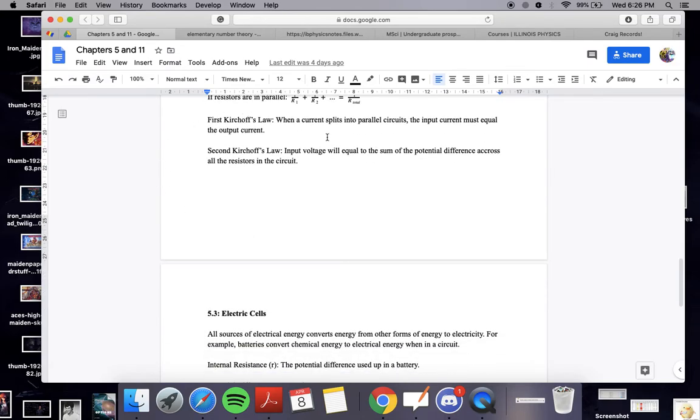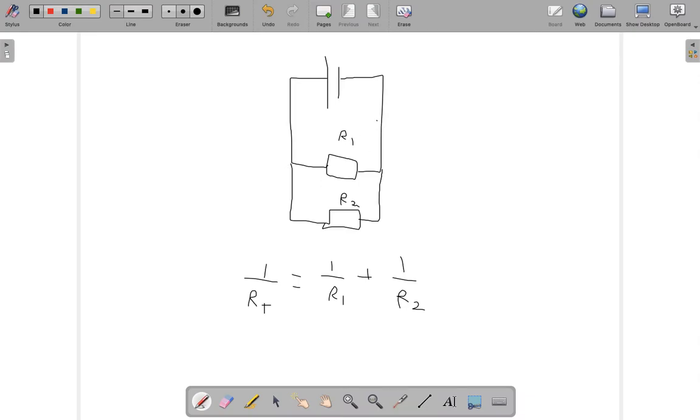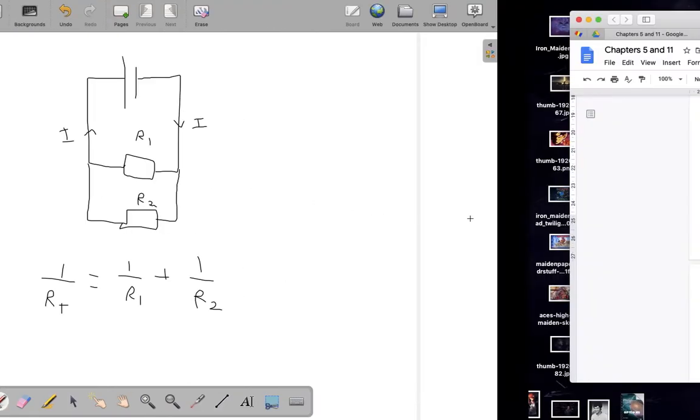Now we have Kirchhoff's laws. The first law of Kirchhoff says that if current splits into a parallel circuit, the input current must equal the output current. What this means is, if I have a current coming in over here, a current of I, and as it goes over here, some of the current goes here, some of the current goes here. When the current comes back over here, after going through these two branches, this current must be I. That is Kirchhoff's first law.